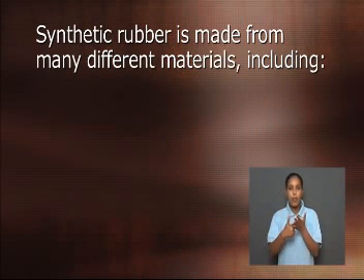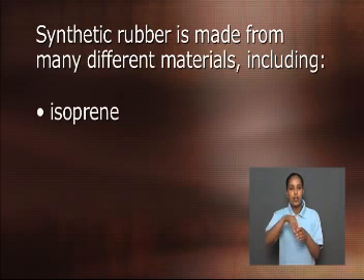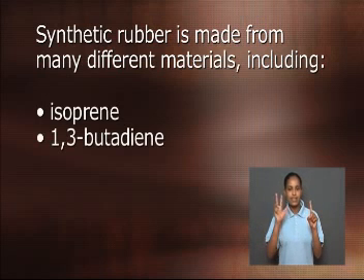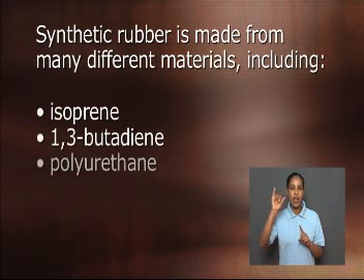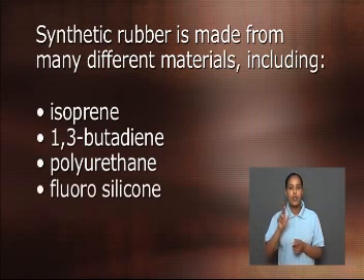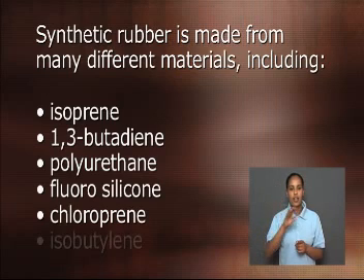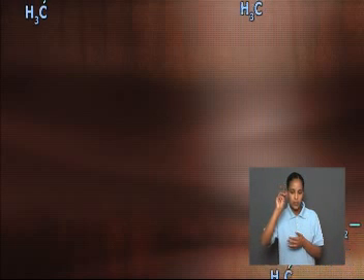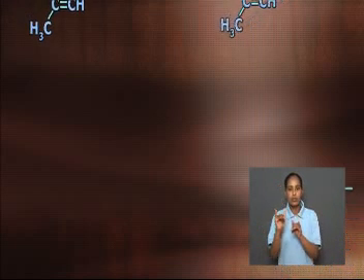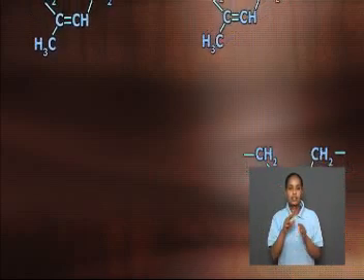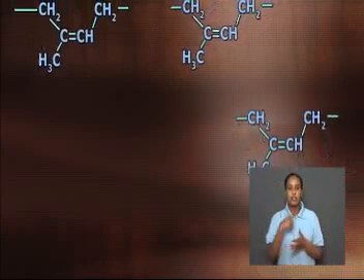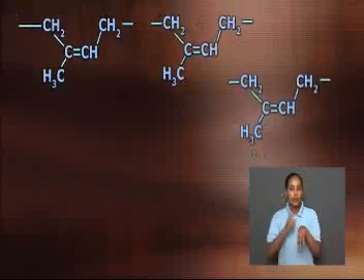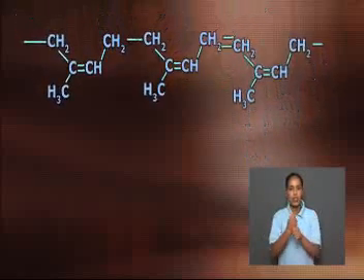Some of these materials include isoprene, 1,3-butadiene, polyurethane, fluorosilicone, chloroprene, and isobutylene. These monomers can be mixed in different proportions according to the properties that are desired. The resulting polymer is often better suited to its task than natural rubber.